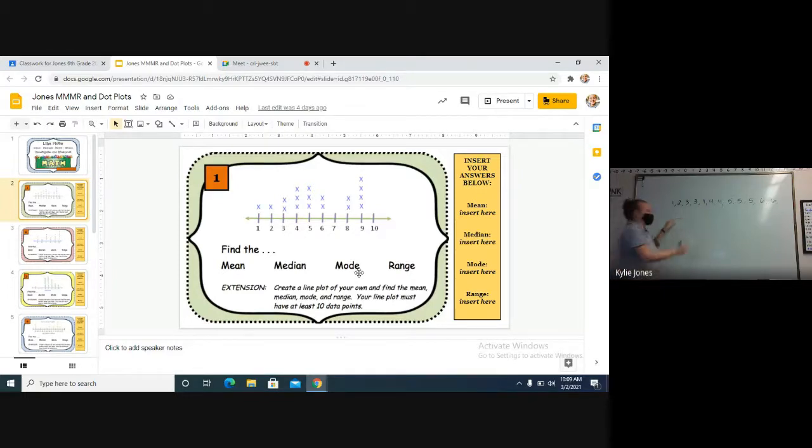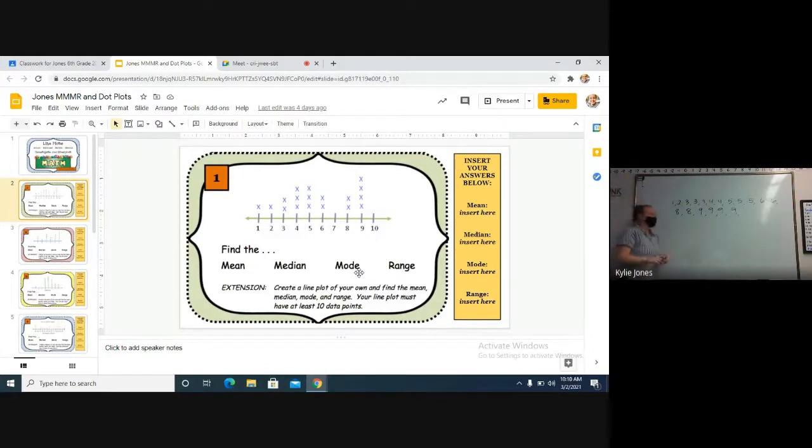What about 8? How many 8s are there? There's 2 8s. What about 9? There's 4 9s. 9, 9, 9, 9. Are there any 10s? No. So that's our data set.